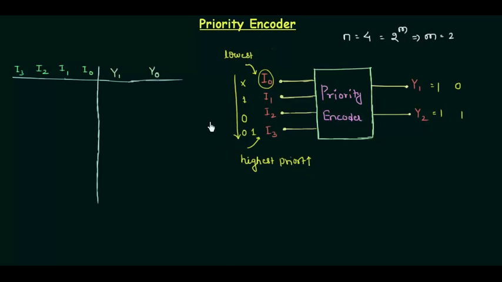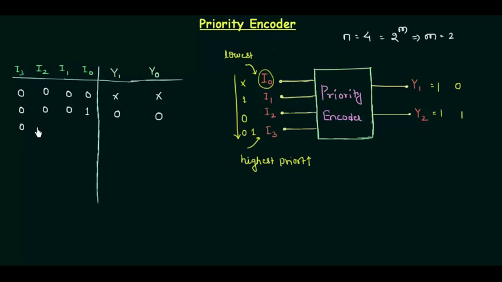So let's quickly move to the truth table, and once we are done with our truth table, this will be much clearer to you. Okay, so let's start with our first case. When all the 4 inputs are 0, then the outputs will simply be don't care. And when I3 is 0, I2 is 0, I1 is 0 and I0 is high, which means 1, then y1 is 0, y0 is 0. Very simple.